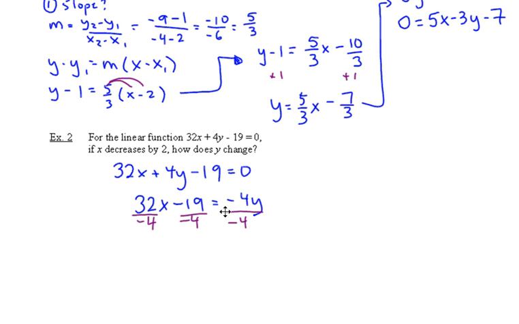Okay, so what's 32 divided by negative 4? Negative 8x. Who cares what the constant is? Equals y. So what's my rate of change here? Yep, two negatives. Thank you.